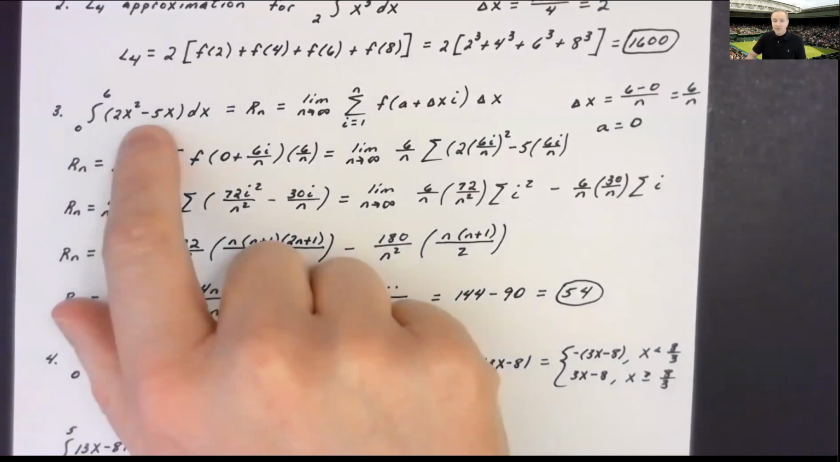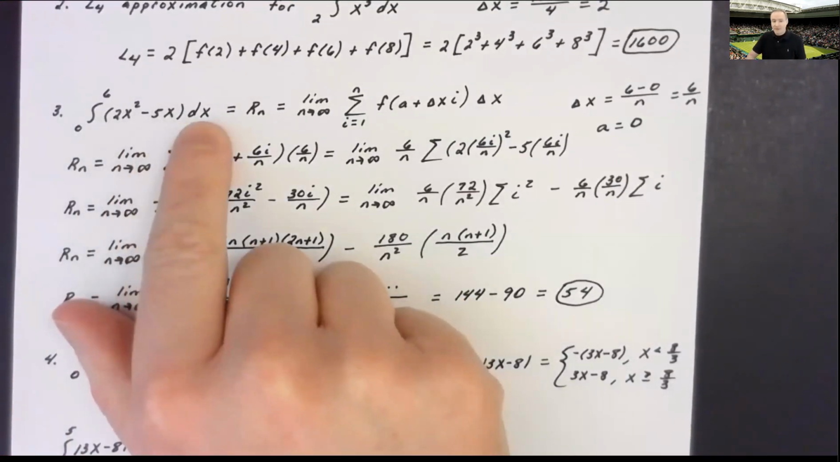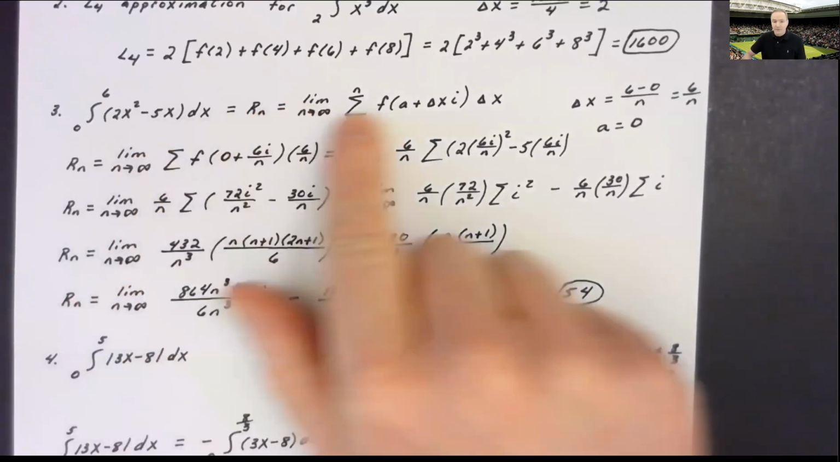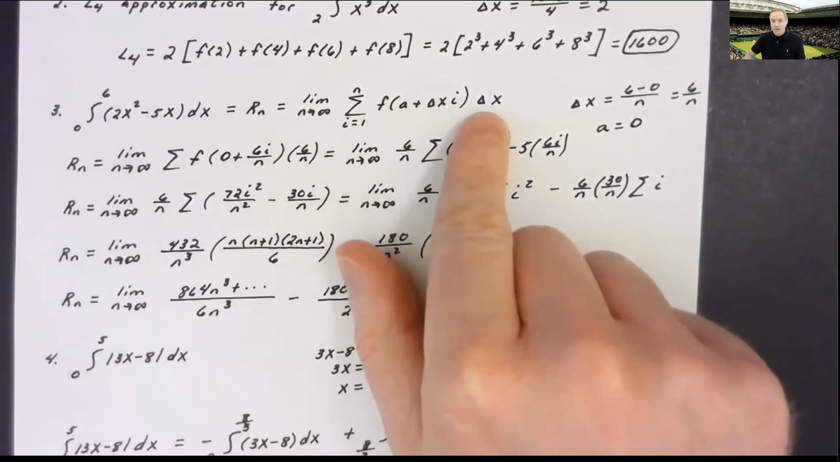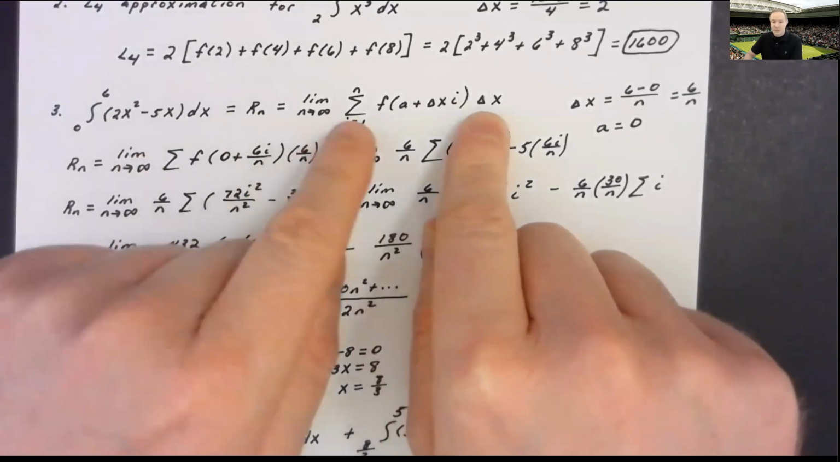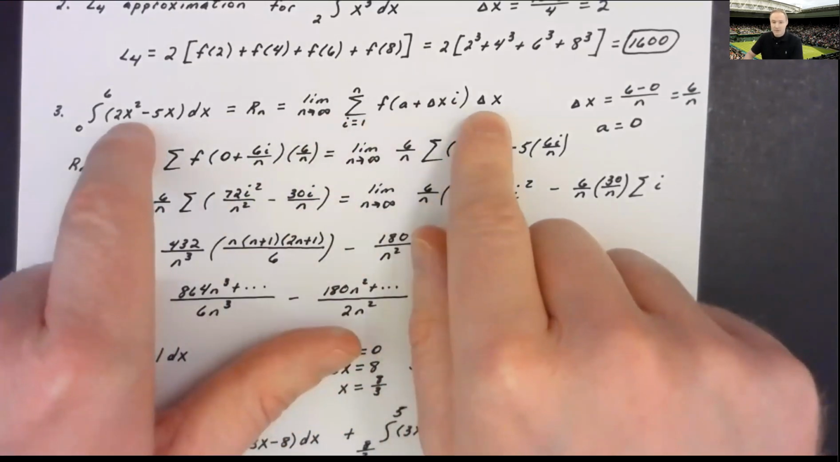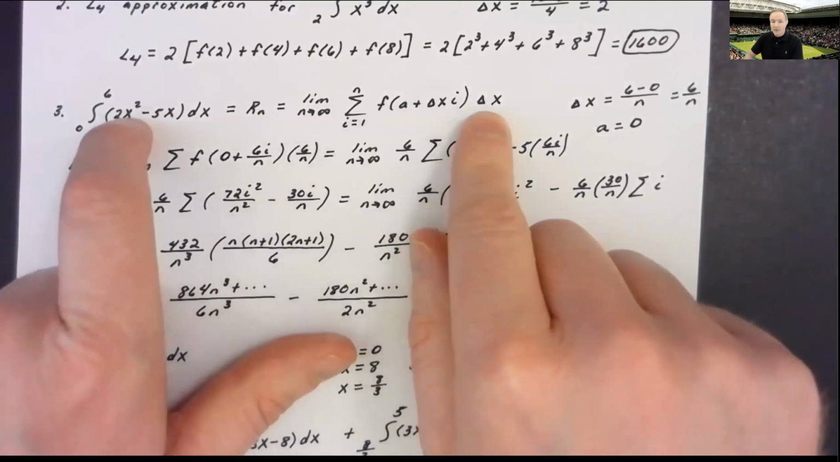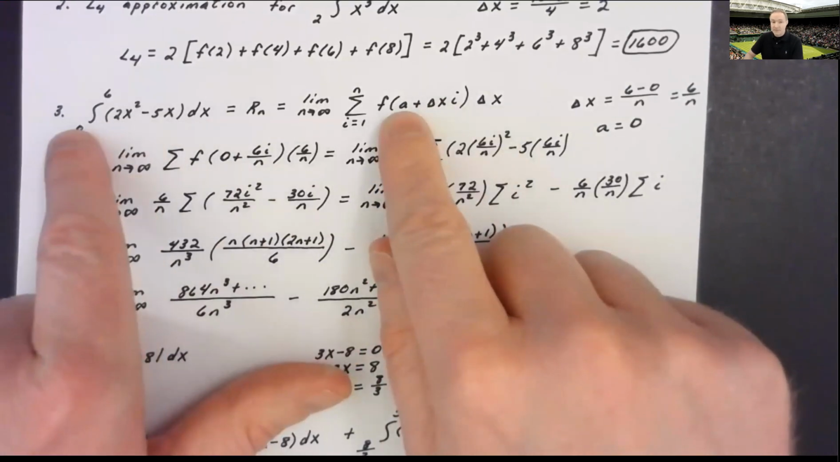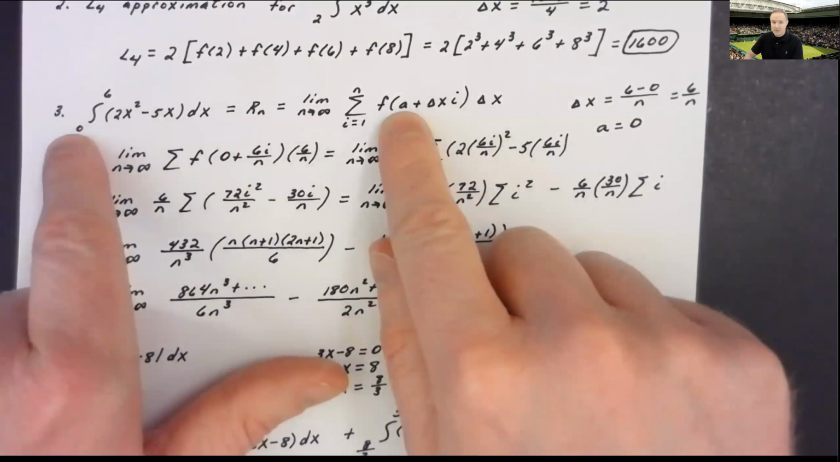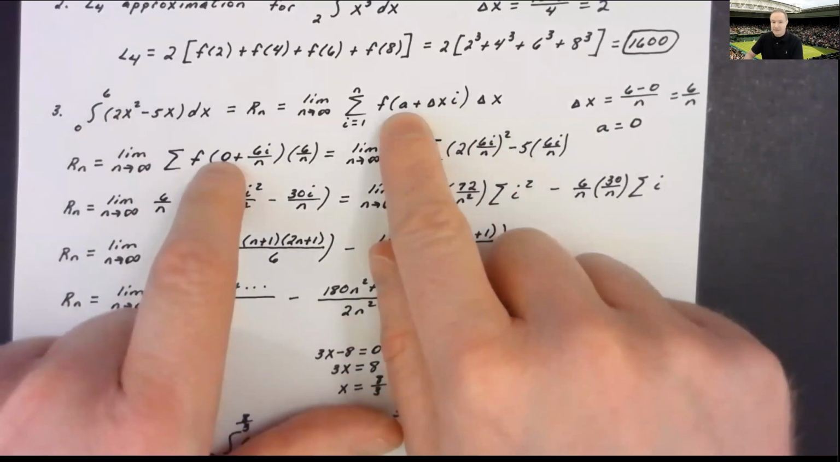from 0 to 6 of 2x squared minus 5x dx. You have your infinite Riemann sum formula given on the top of your sheet, and I just need to figure out how it applies to this function. And so you say, well, we know that a, it's just the beginning point of your region. So in this case, f of a, that's just f of 0.